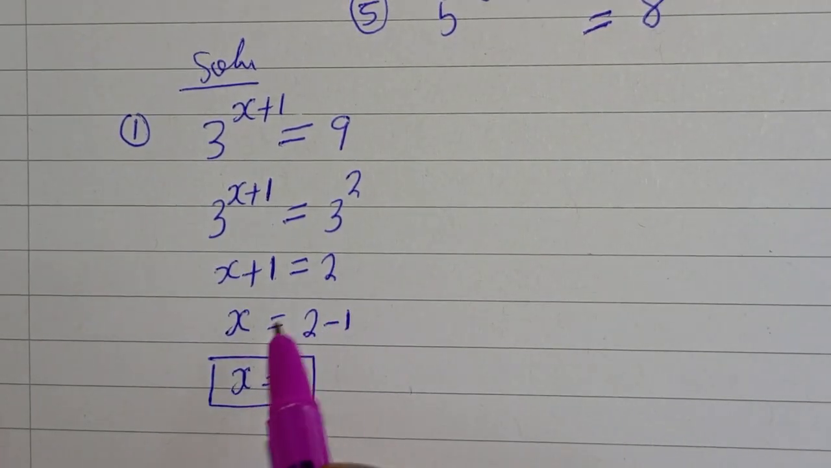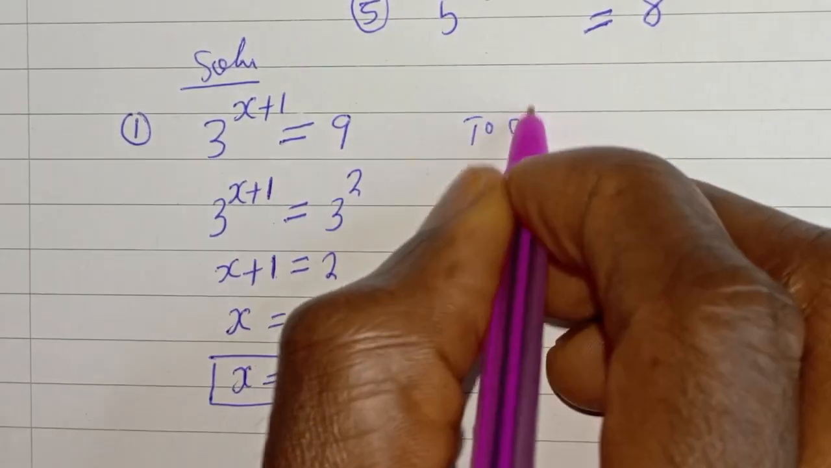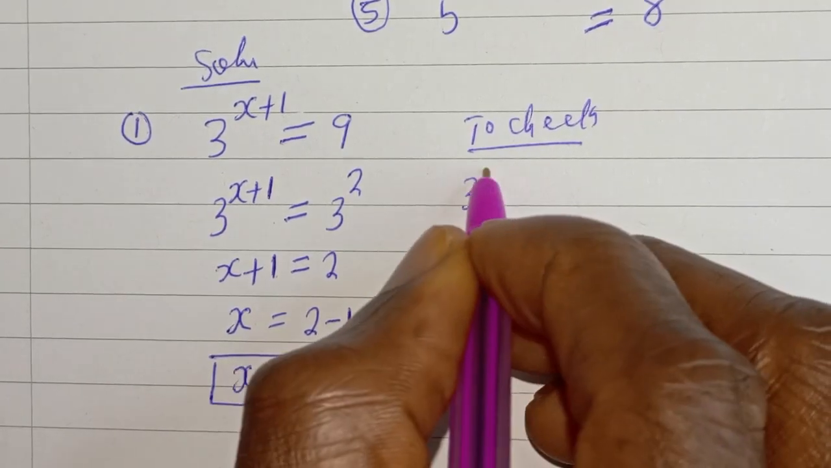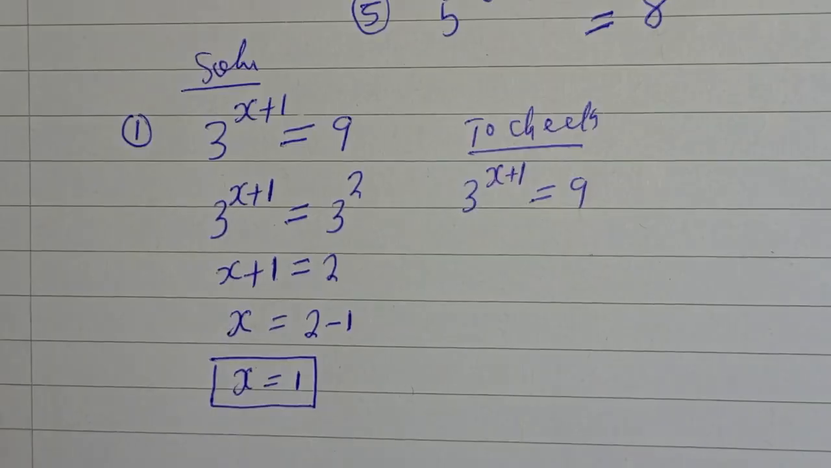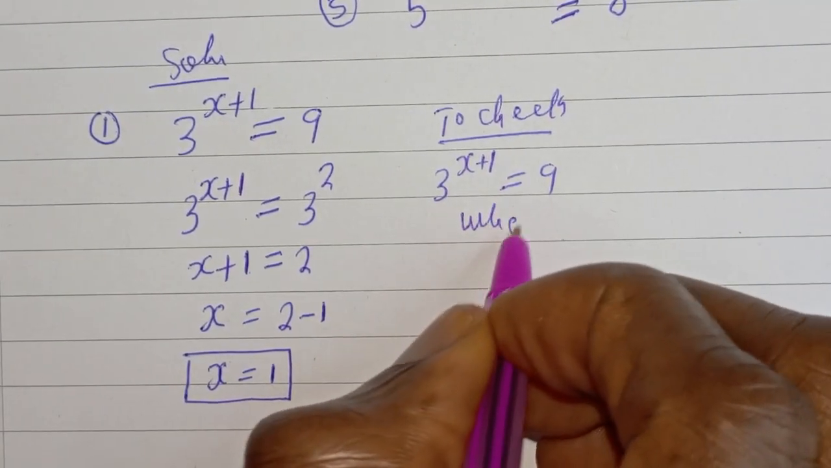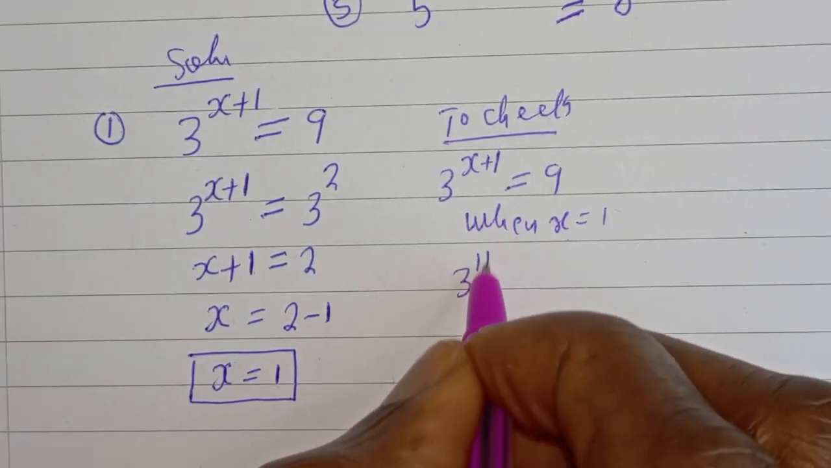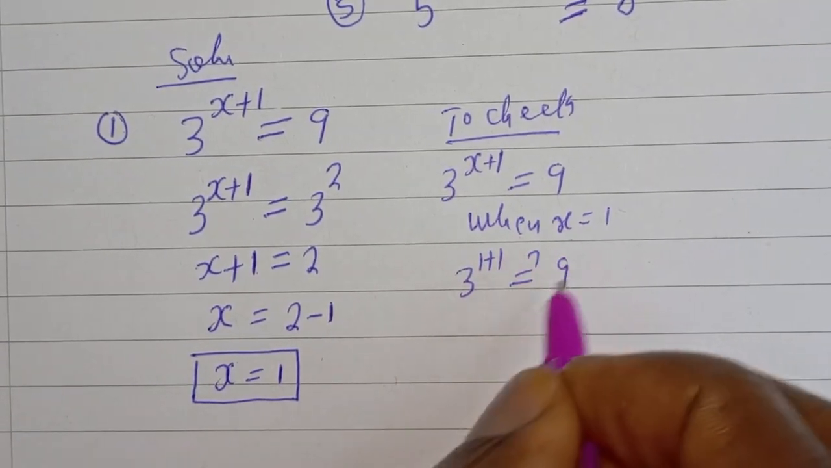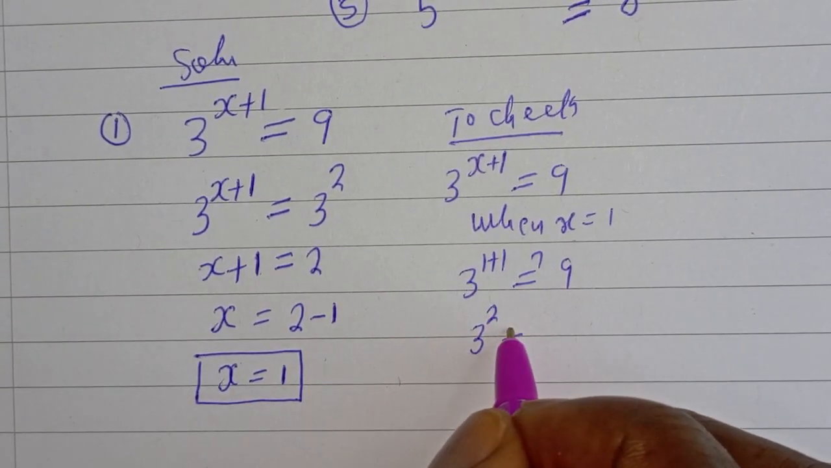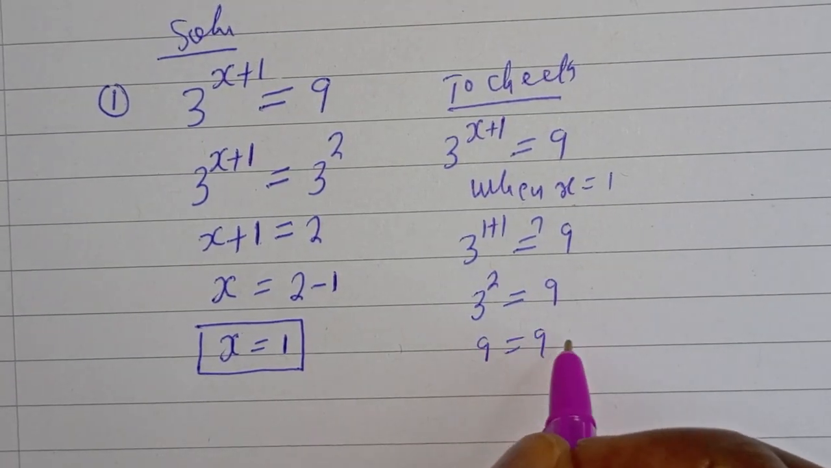Now we can check to confirm if this answer is right or wrong. Let's check. 3 raised to power s plus 1 is equal to 9. When s is equal to 1, this is 3 raised to power 1 plus 1, which must be equal to 9. 1 plus 1 is 2, so 3 square is 9. This is equal to 9, which is true.